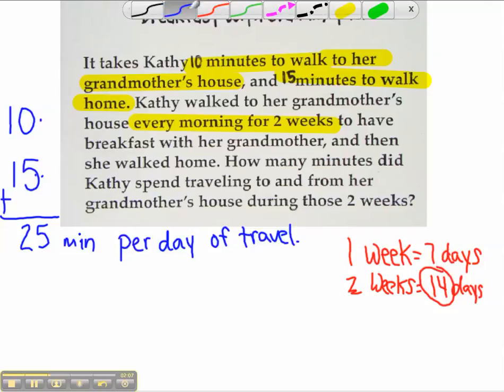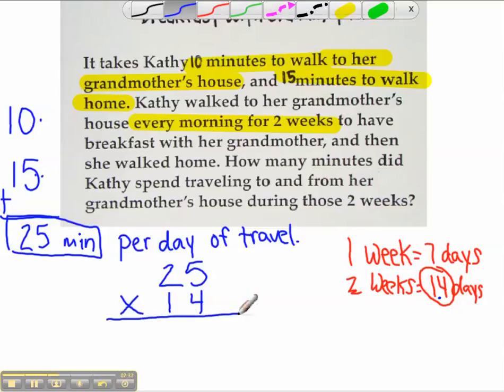So if I go back to the problem, we know it's 25 minutes per day. And then we have to do times 14. In order to do that, boys and girls, I'm going to teach you how to do that. So watch. You're going to take 25 times 14. You can do this a number of ways, but the easiest way is this way.